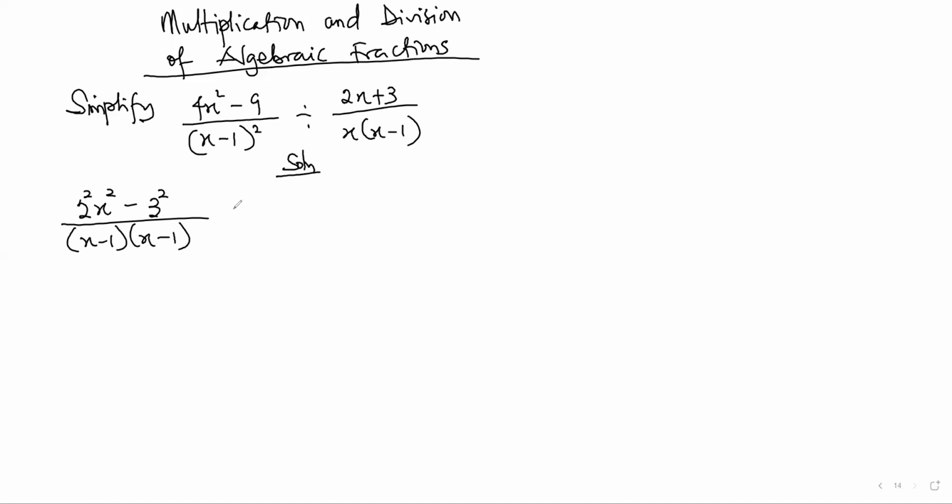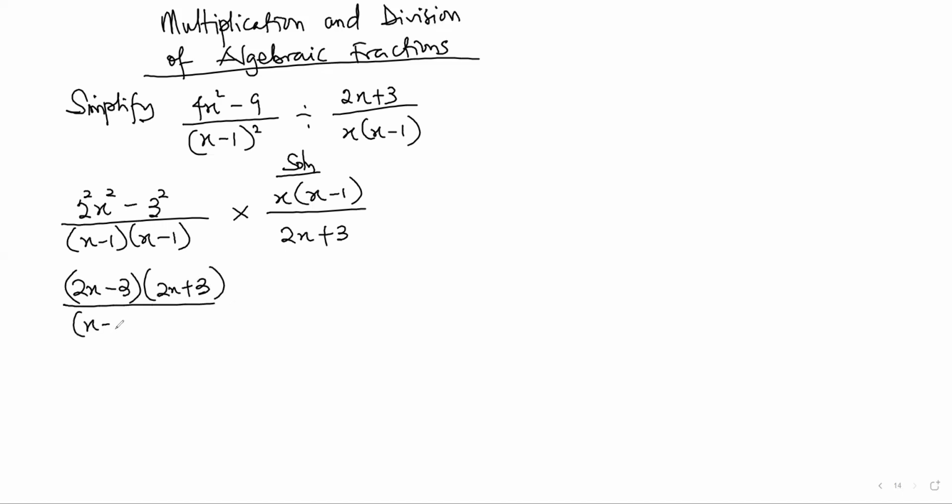So we change the division to multiplication, then the denominator becomes the numerator, and the numerator becomes the denominator. So the numerator over here can be expressed as a difference of 2 squares. So one will be minus, the other will be positive, divided by this.